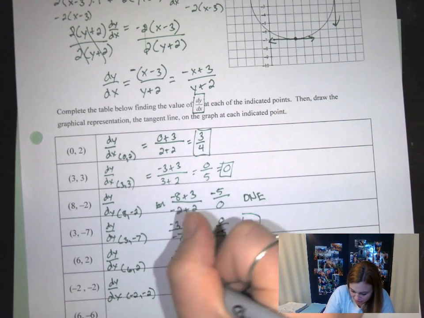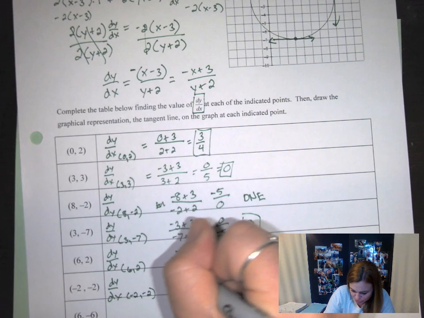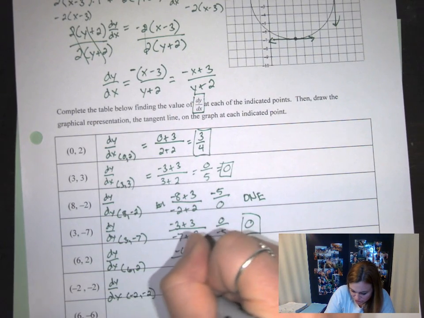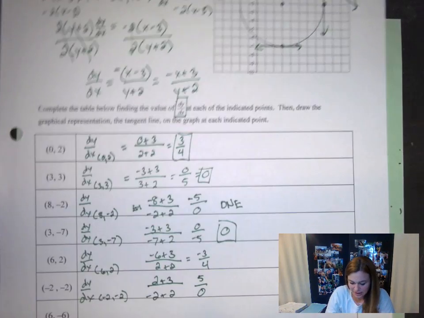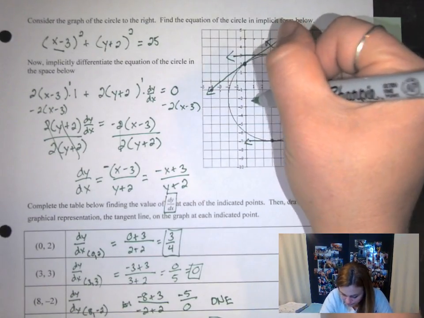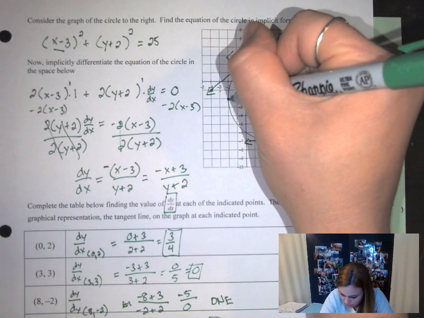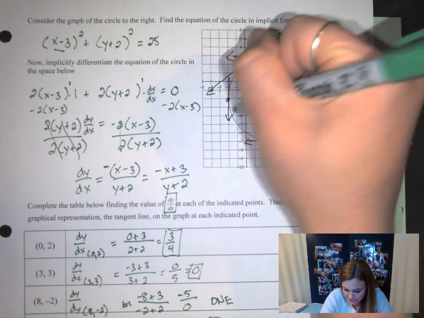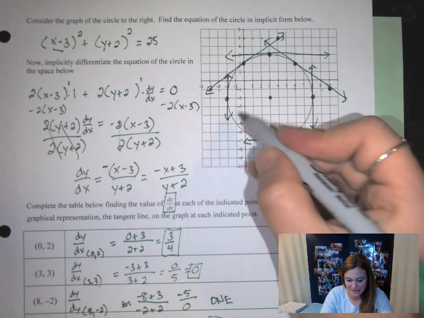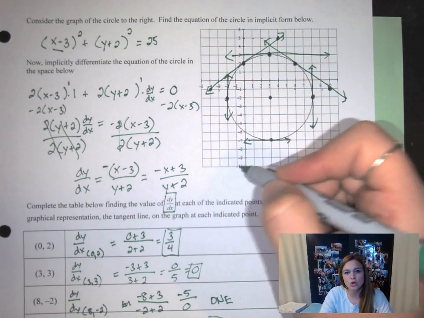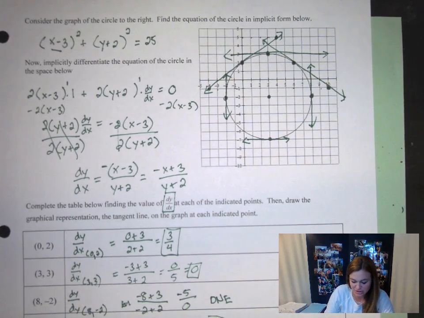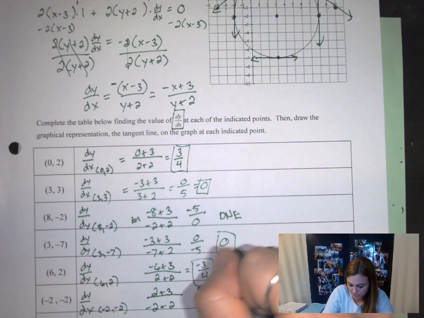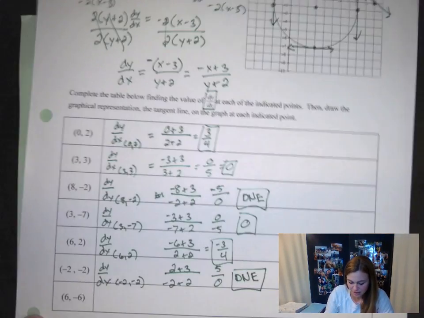Okay, negative negative 2 would be 2 plus 3 over negative 2 plus 2. Oh no, I get something over 0. 5 over 0. Let's see it. Negative 2, negative 2. Oh, that 0 makes sense, like something over 0. So this tangent line exists, but it's a vertical tangent. I can say that the slope of the tangent does not exist. Last one.